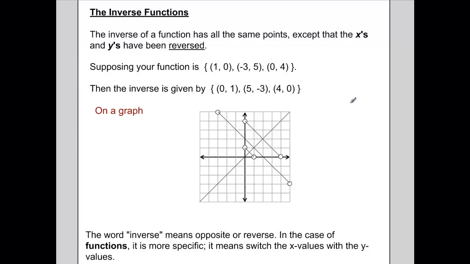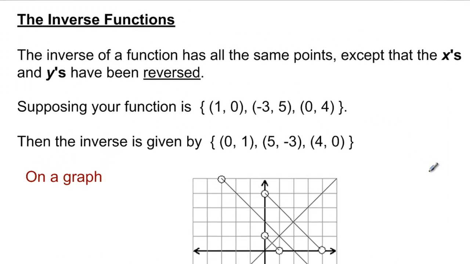In our final lesson of this unit, we're going to look at something called inverse functions. Essentially, the inverse of a function is what happens when you take all of the x values of a function and trade them with whatever the y values were. So let's suppose we have a function with these three points: (1, 0), (-3, 5), and (0, 4). The inverse of that function would be if I just took all the x values and switched them with the y values for each point.